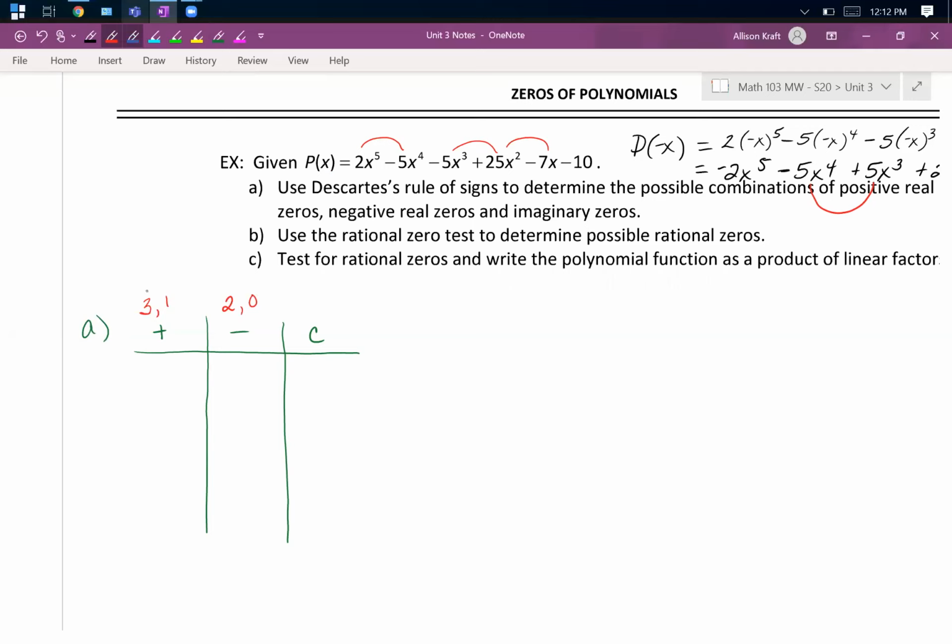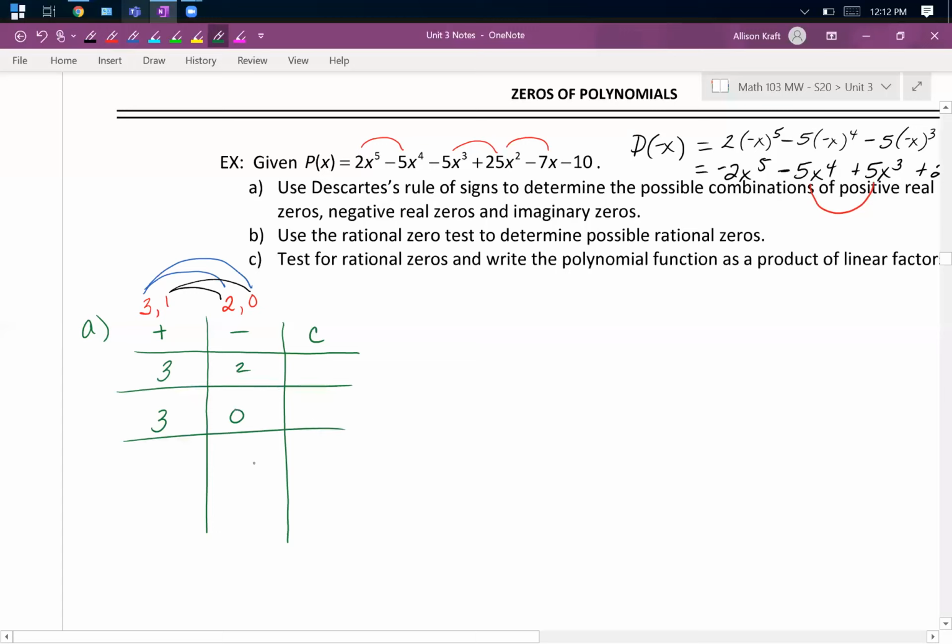So I'm going to do 3 with 2, 3 with 0. Then I'm going to do 1 with 2 and 1 with 0. So we're actually going to have 4 rows this time. So 3 with 2, 3 with 0. 1 with 2, 1 with 0.